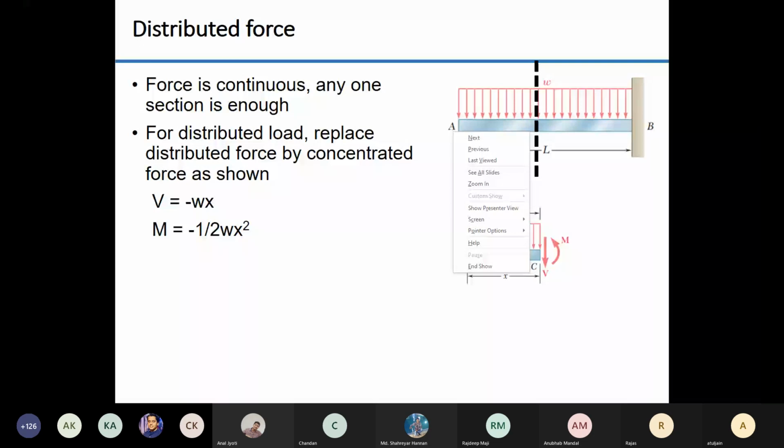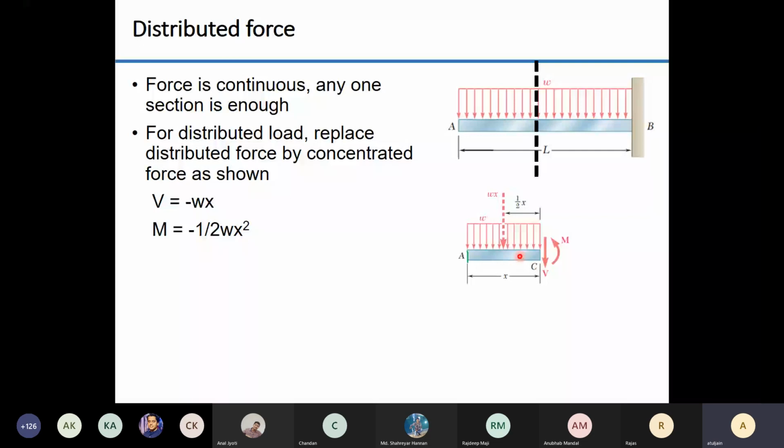There is uniformly distributed load, V and M. We want to find out the value of V and M. To do that, this uniformly distributed load is replaced by a point load such that the magnitude is W into X. And that is the total load. W is kilonewton per meter. So I am putting W into X, that is the load, and that will pass through the center of this section AC.